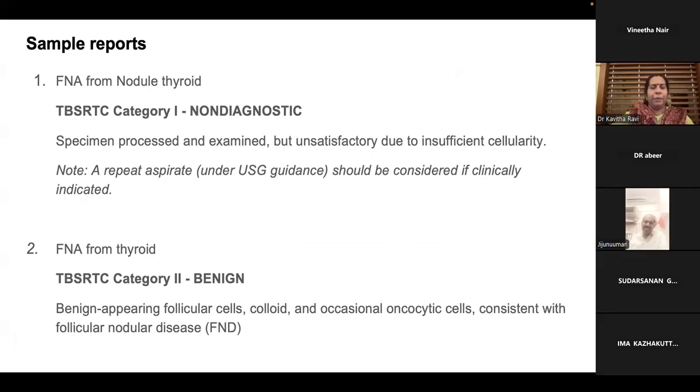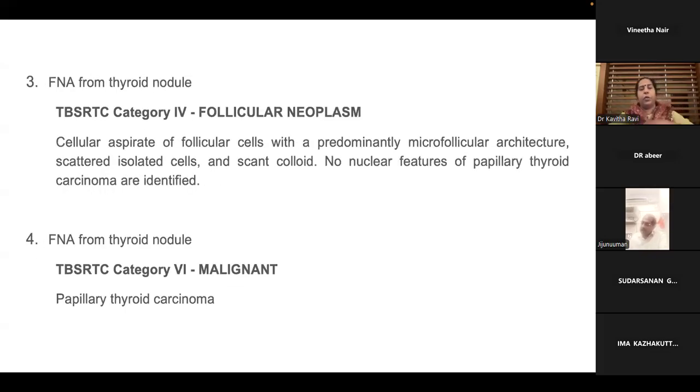For a few sample reports, if you get a Bethesda category 1, that means it is non-diagnostic, and we may give a detailed descriptive report, like specimen processed and examined but unsatisfactory due to insufficient cells, or a repeat aspirate under ultrasound guidance should be considered. Then if it is category 2, it means it is benign. So, as I said, if we are very sure that it is a follicular nodular disease, we'll always say that. And if there are oncocytic cells and lymphocytes, we'll consider the possibility of a thyroiditis also.